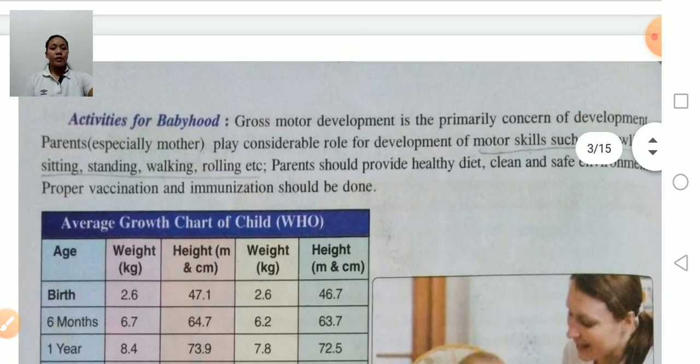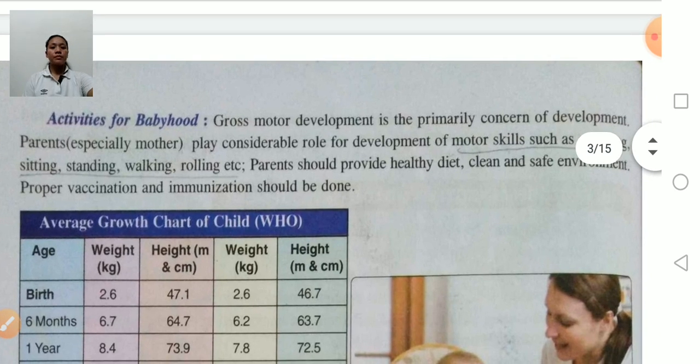What types of activity should the babyhood do at this stage? Babyhood को क्या क्या activity करना चाहिए? Gross motor development is the primary concern of development. At this stage, gross motor development should be the concern.